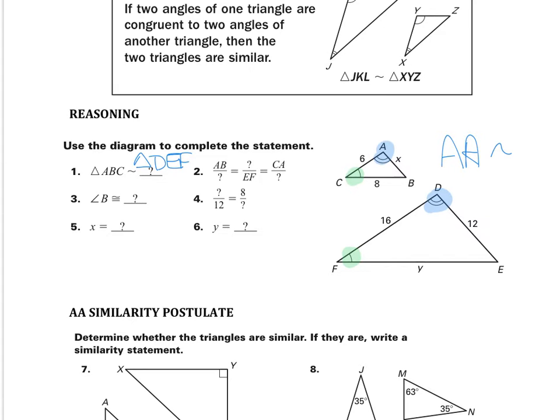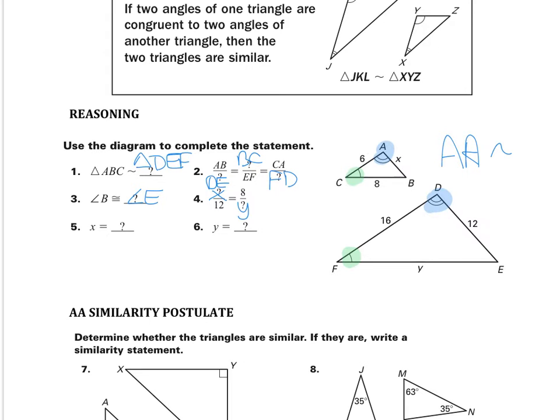Then we can also say the sides are in the same proportion. So AB is proportional to DE, and BC with EF, CA with FD. Angle B is congruent to angle E, and X corresponds to 12, 8 corresponds to Y.